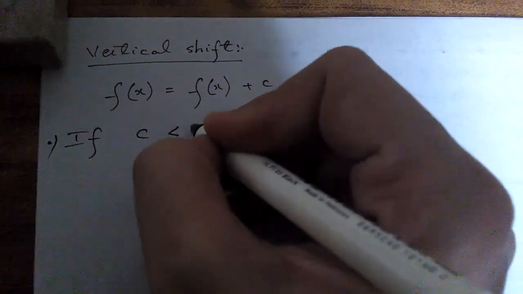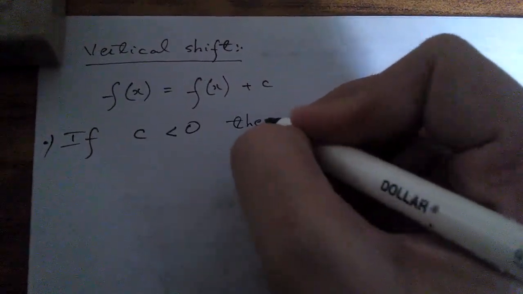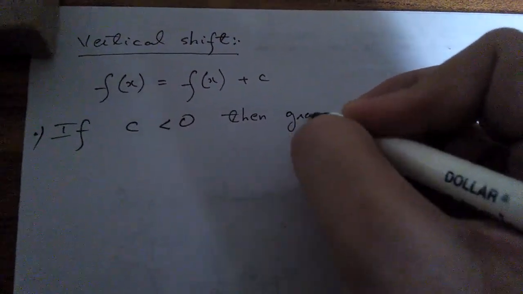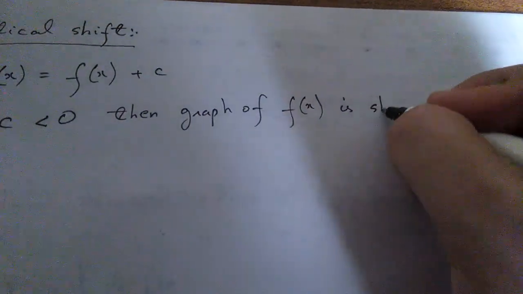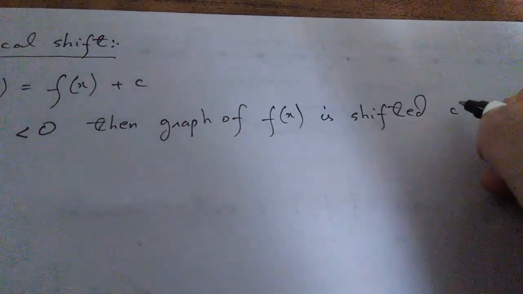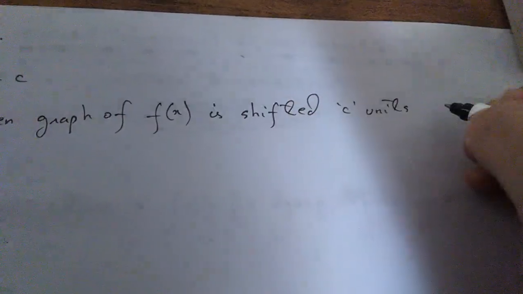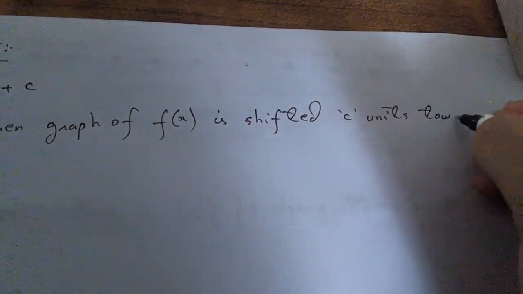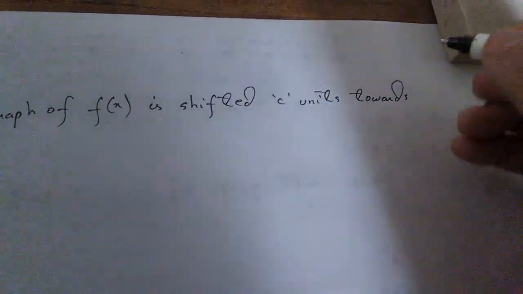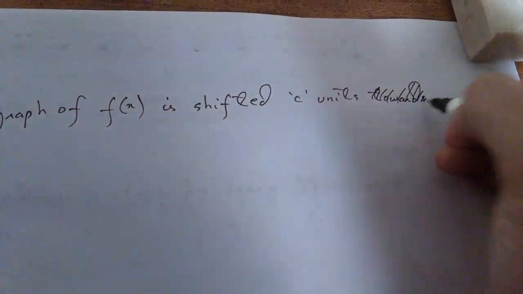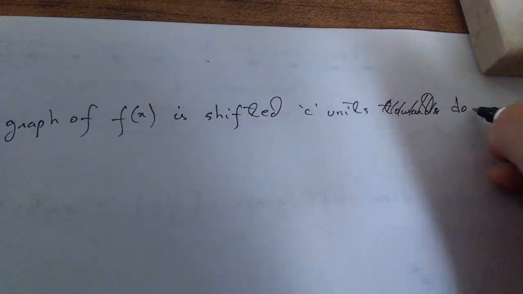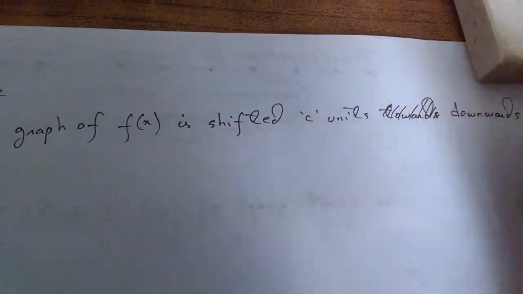So the first property: if your c is less than 0, meaning if it is negative, then the graph of your f of x is shifted c units, not towards, I must write downwards, I'm sorry. C units downwards.